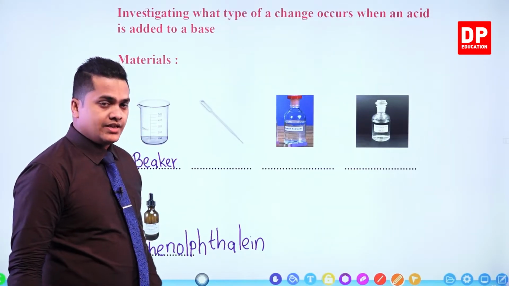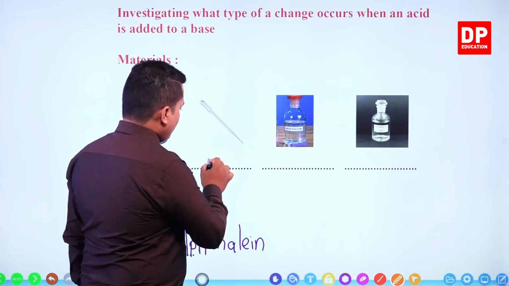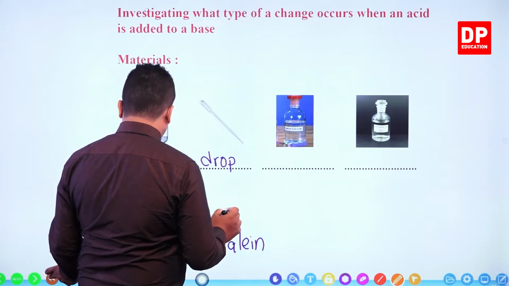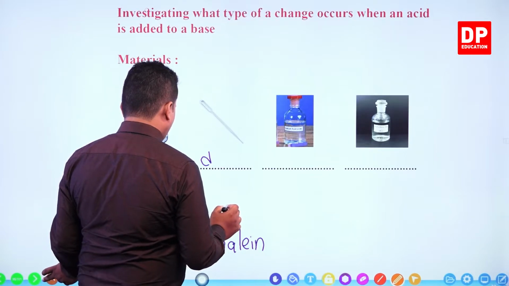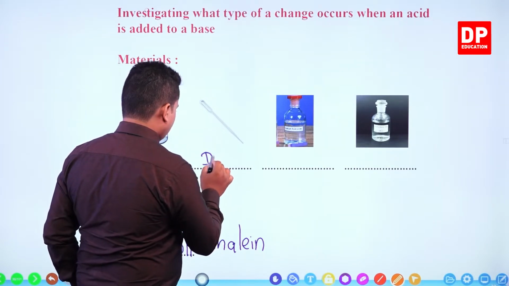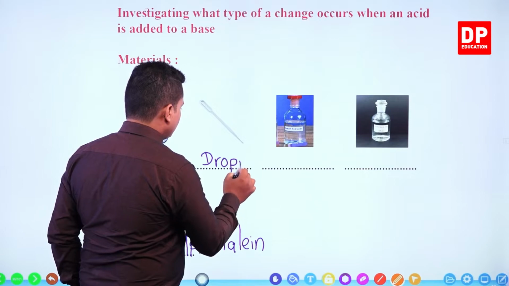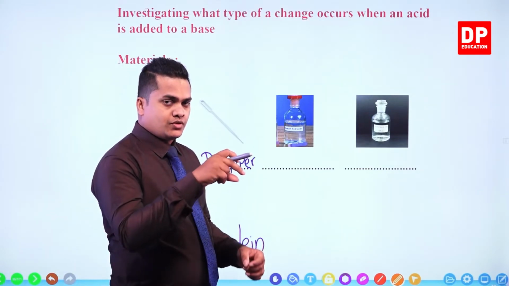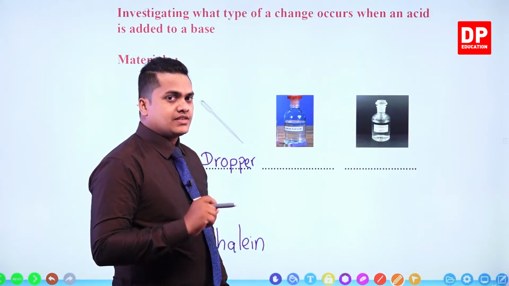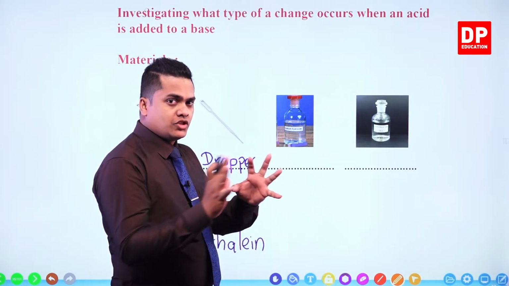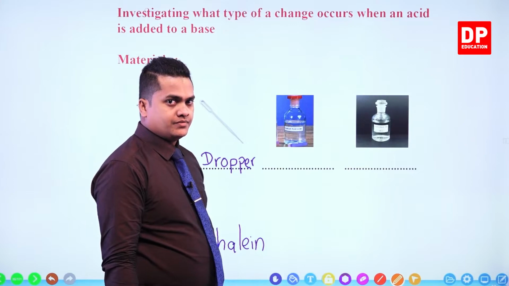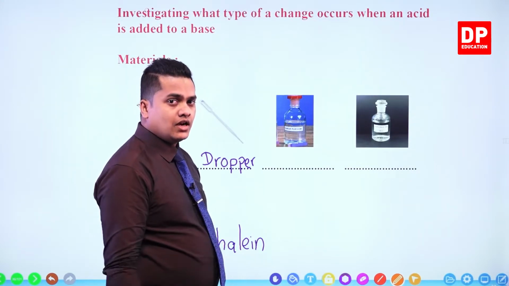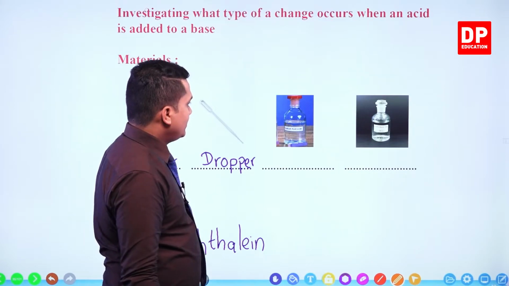Phenolphthalein as an indicator. Then we'll be needing a dropper to add these substances dropwise into a different solution, right?